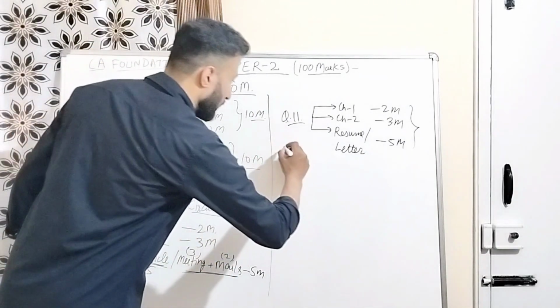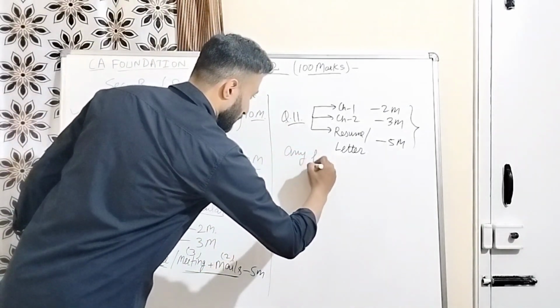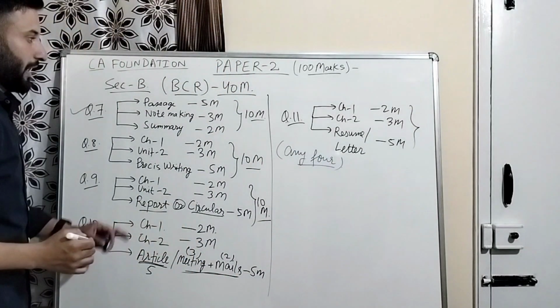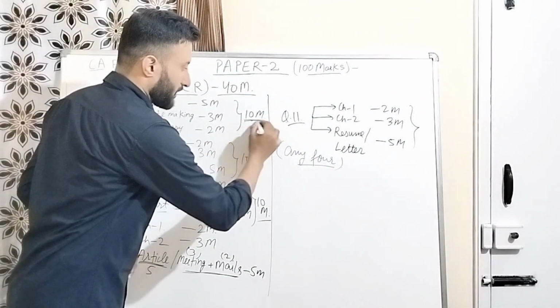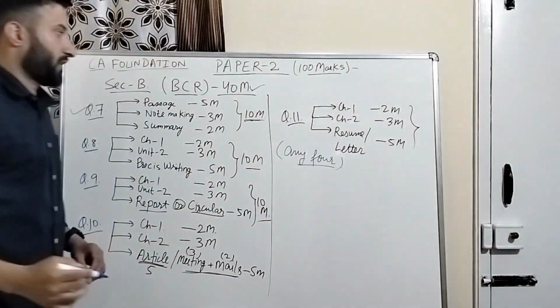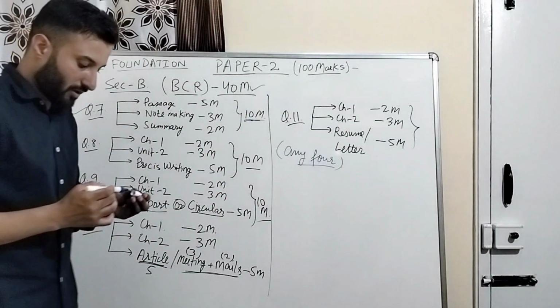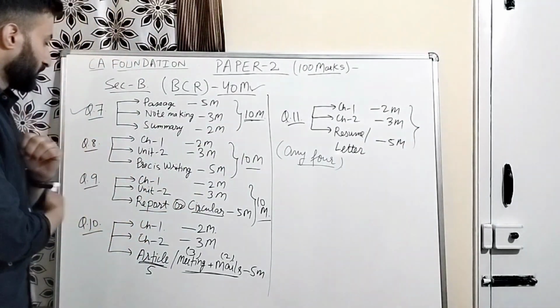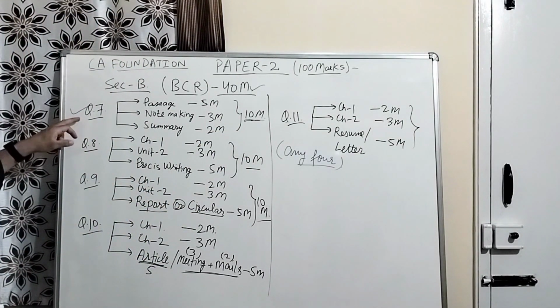So here you have to do any 4. And each question will be of 10 marks. So 10 for the 40 marks. So BCR is of 40 marks. So out of 5 questions here you have to do any 4 questions. So here I will prefer you to do this question number 7.